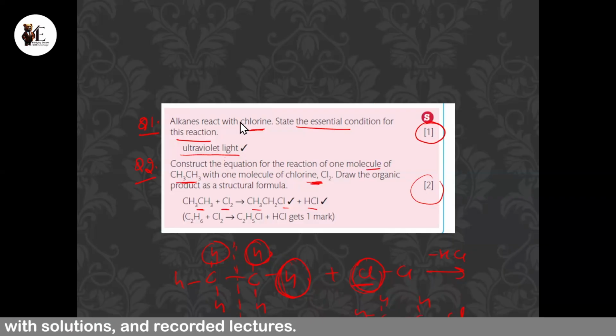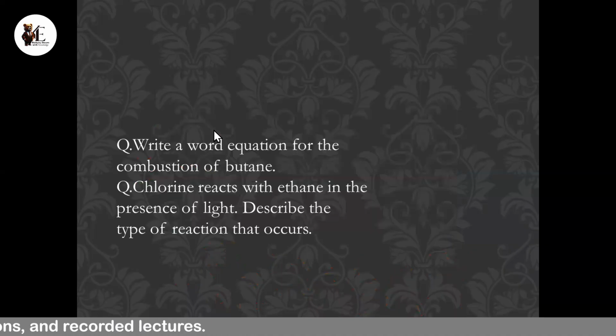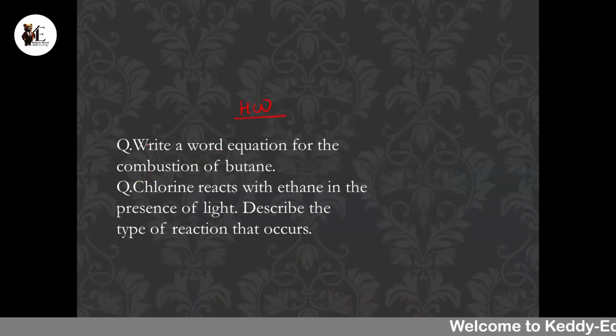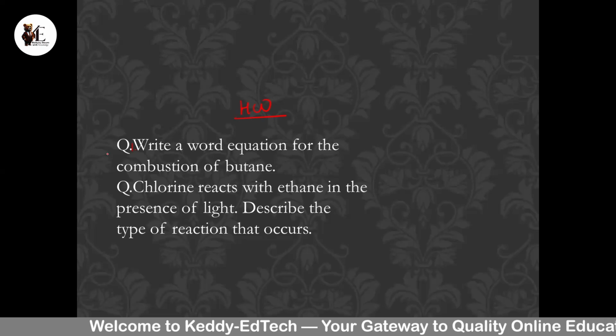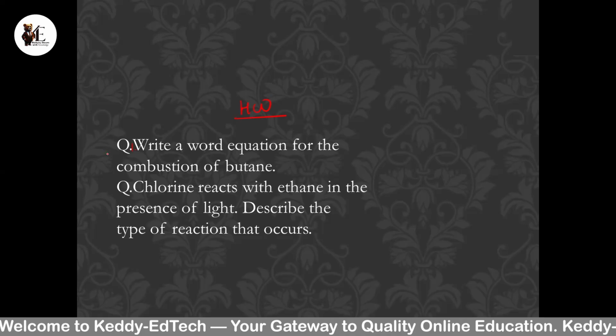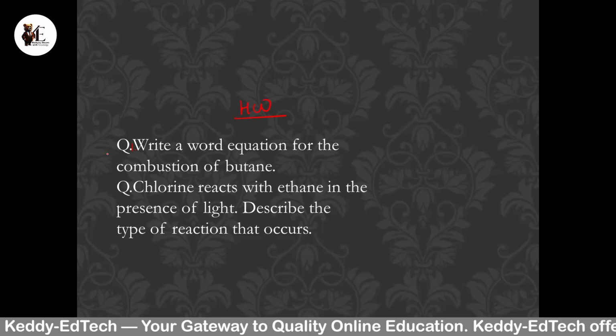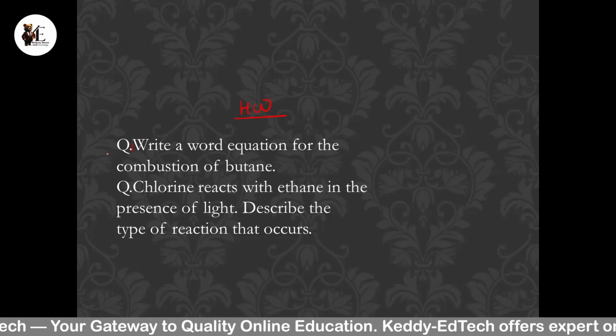I'm done, ma'am. These are your homework questions. You have to write down the word equation for the combustion of butane. Question number 1. So for the combustion, I already told you that in combustion, your alkane reacts with oxygen and the products are always carbon dioxide and what? And water. Very good.